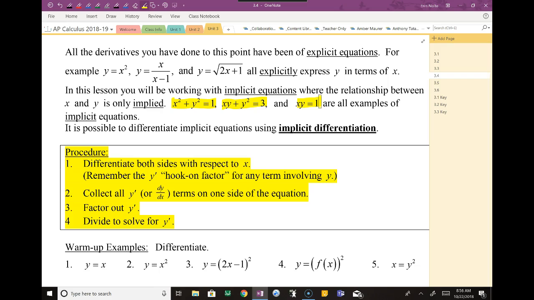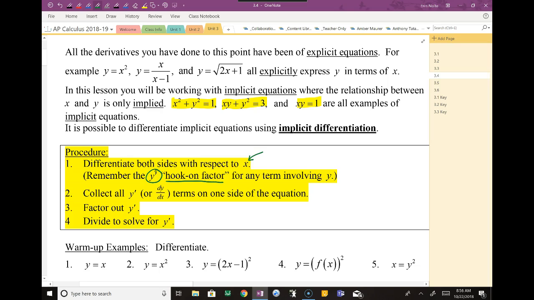The piece that's really important is if I'm deriving an equation with respect to x, anytime I derive any other letter, I have to say dy dx, dr dx. We never have said dx dx, which we technically have been doing, but dx dx is just the value of 1. Dx dx would cancel out and we call it 1. So whatever you happen to be deriving, you will have to add on a hook-on factor when you're deriving in terms of the y.